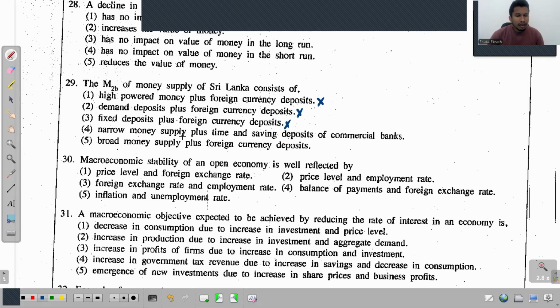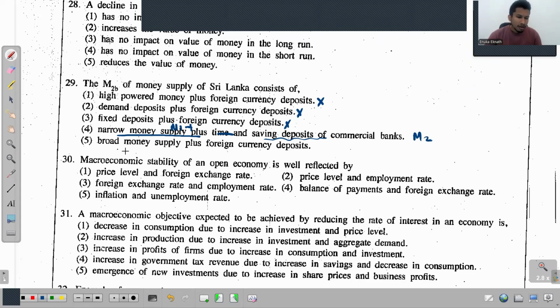Narrow money supply plus, okay, narrow money supply means M1, right? M1 plus savings deposits of commercial banks. If you get the total of these two, narrow money supply and the savings deposits of commercial banks, you get broad money supply, which is M2, not M2B.